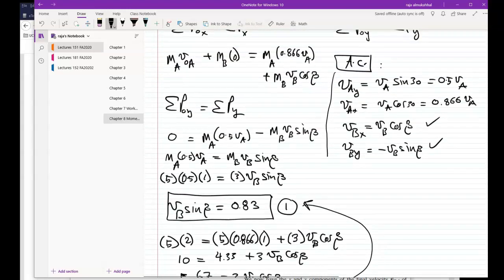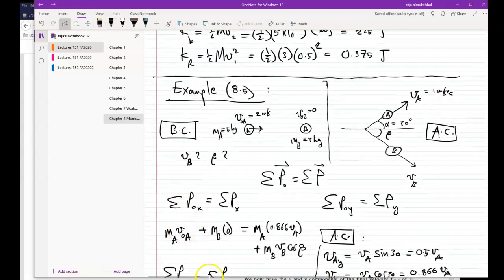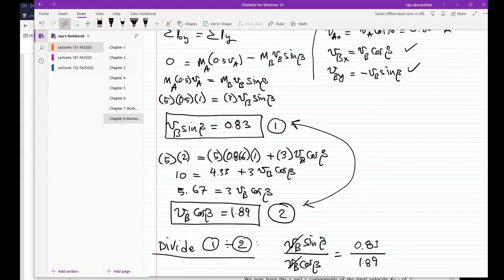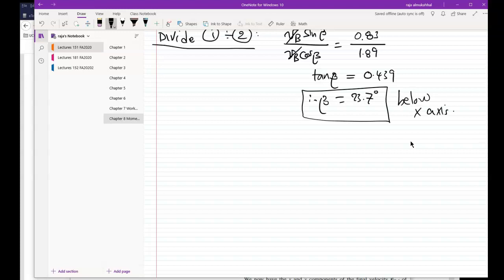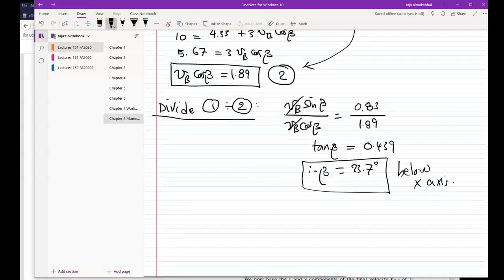Remember the drawing? Look at the drawing here. It is below the x-axis. That should be a negative answer. He put a negative there. So anyway, if you insist, or you can just say below x-axis. Okay? And then pick 1 or 2. Let's pick 2.